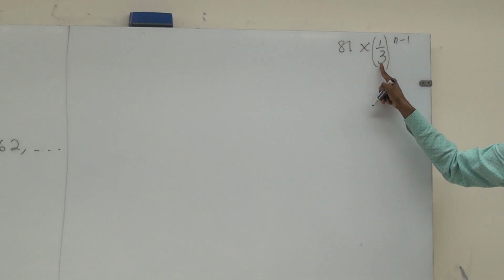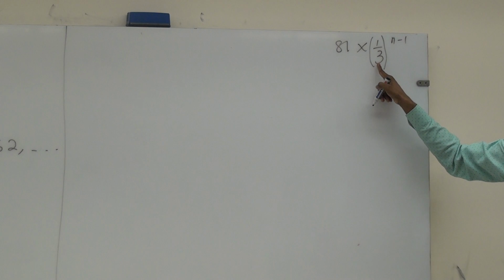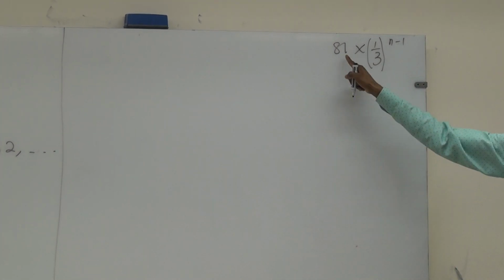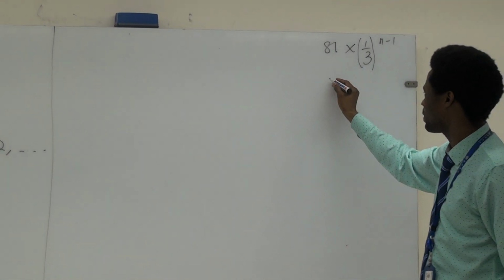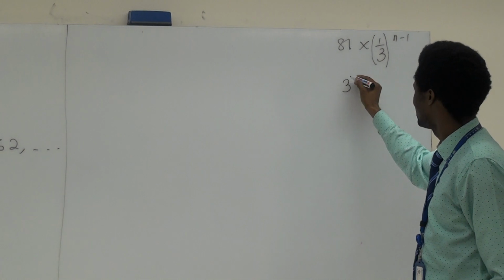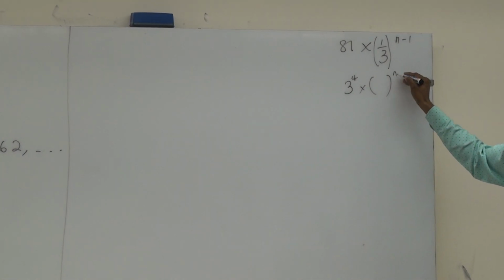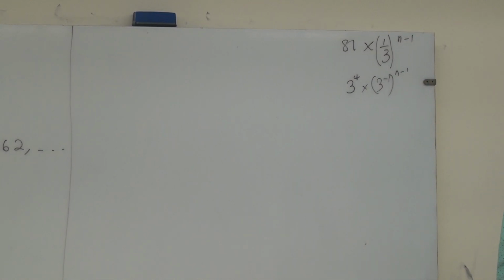Can I write this as a power of 3? No. Can I write 1 over 3 as a power of 3? Oh, 3 to the power of 9. That's it. What about this one? Can I write to the power of 3? Yes. So what is this as power of 3? 3 to the power of 4. And 3 to power negative 4, this is 3 to power of what? Negative 1.